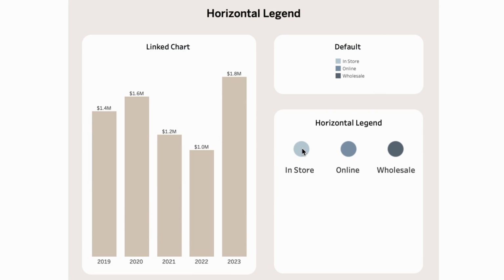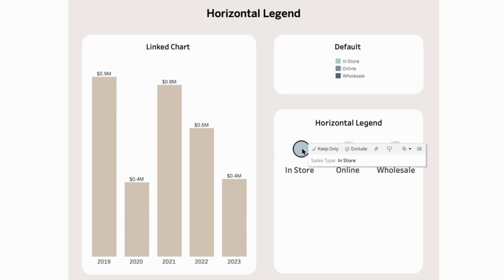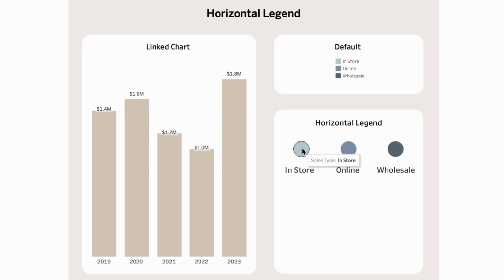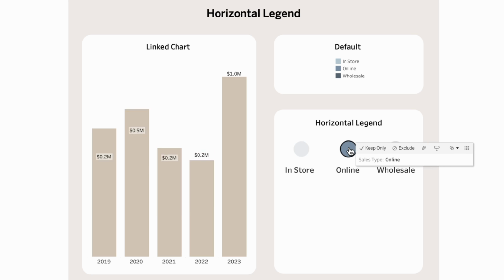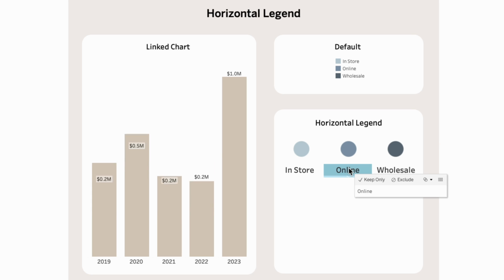Now I can click on the in-store circle and it will filter the bar chart for only in-store sales. I can also click on the text for in-store to filter the bar chart. If you want to get rid of this blue highlighting, I have another video for that.